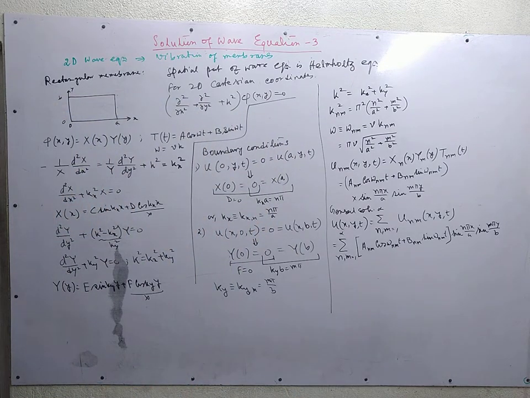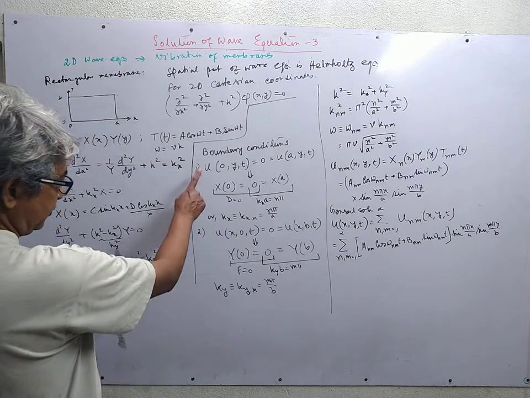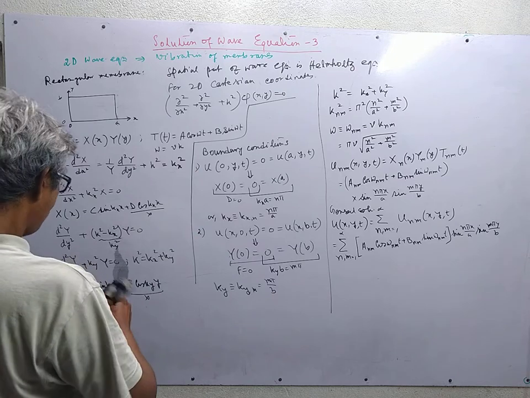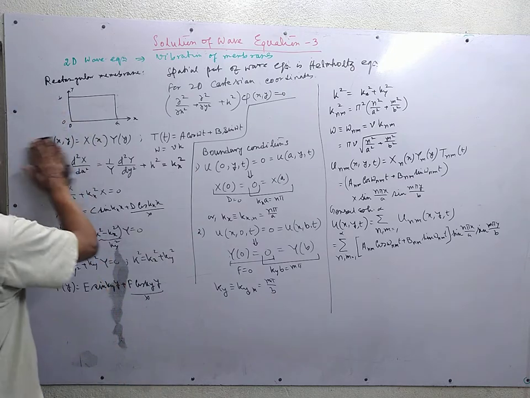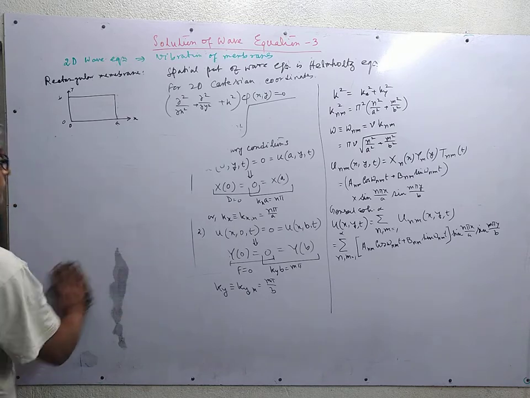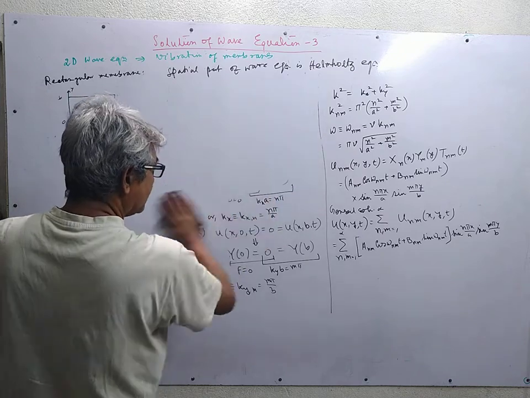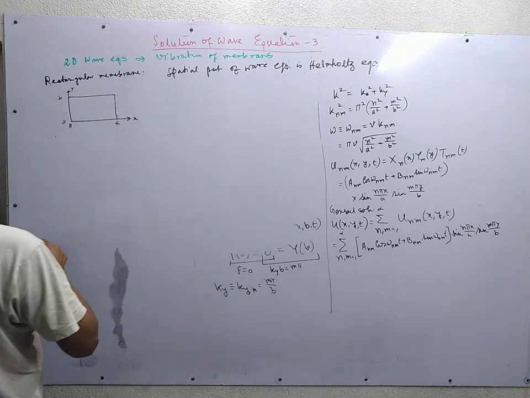So if we solve the second or two-dimensional wave equation for a rectangular membrane, we'll end up with this to be the solution. Here, in arriving at the solution, we have used two boundary conditions. So the final solution is this. We just write the final outcome of the solution.